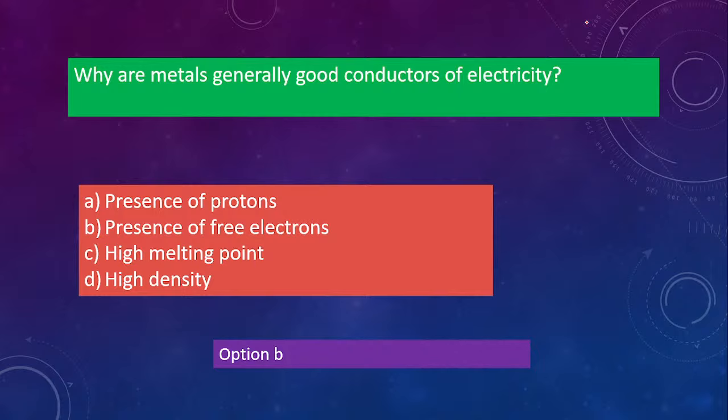So only when you have free electrons can electricity be conducted, right? Electricity is all about electrons. So if there are free electrons, then only a substance can conduct electricity. So that's the reason why metals are good conductors of electricity. Okay, let's do the next one now. Yes, 83% of you answered option B.